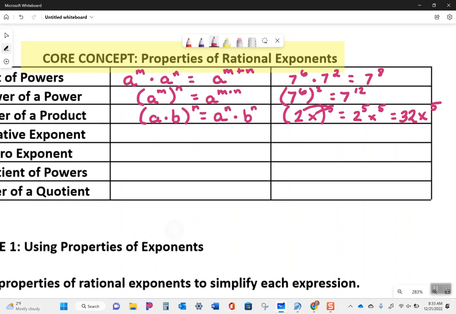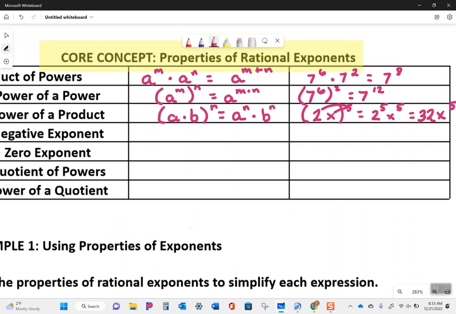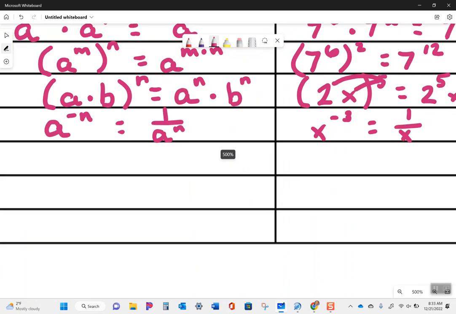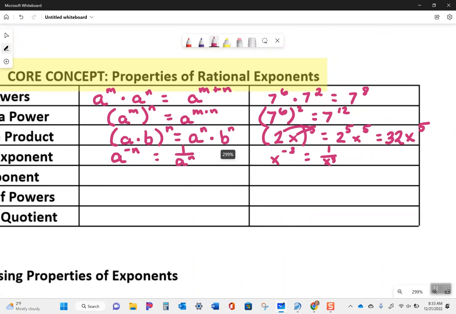All right, first three core concepts, you have them down? Okay. All right, negative exponents. I think another one that's pretty important. If I have a to the negative n power, and we talked about this the other day, this is the same as 1 over a to the n power. So if I have x to the negative 3 power, this is the same as what, kids? 1 over x to the, not negative 3, but positive 3.